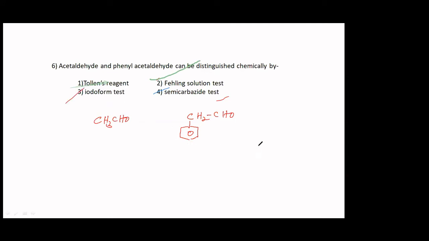This is how you go wrong. All of you know the concept. Think for a while. Write the structure and see. Both of them are aldehydes, so they have to give the Tollens reagent test, Fehling test, semicarbazide, whether it is an aldehyde or a ketone. The only distinguishing test is this, because this doesn't have the grouping that is required, CH3 C double bond O, correct? The correct option for this question is this one, iodoform test. Okay, any doubt?